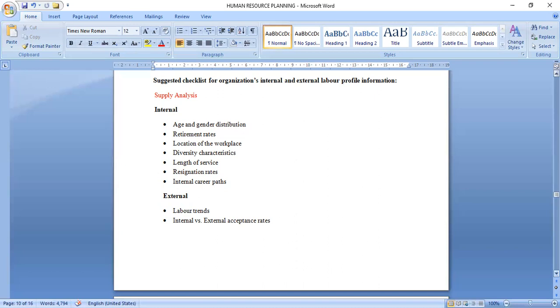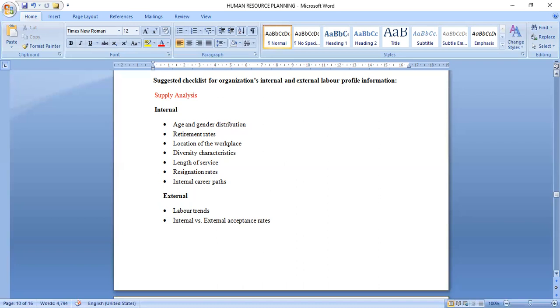Then still under supply analysis, you can look at the length of service, right? The length of service in terms of this job: is it going to be contractual or a permanent job? Of course, that has a lot to do with the kind of people that you're going to get. Some people want contractual jobs, and others prefer permanent jobs. So you have to put that into consideration as you're doing the recruitment, or you're doing the human resource planning process.